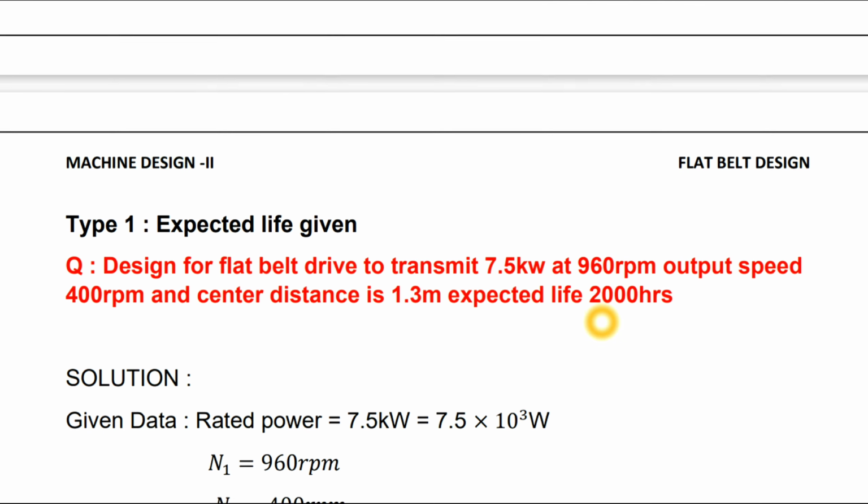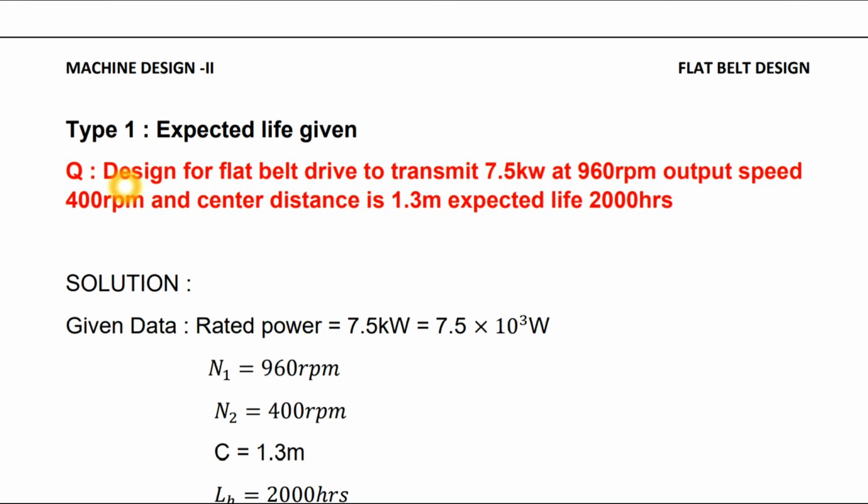So let's begin with the question. The question is: design a flat belt drive to transmit 7.5 kilowatt at 960 rpm, output speed 400 rpm, and center distance is 1.3 meter. Expected life is 2000 hours. So this is the question.